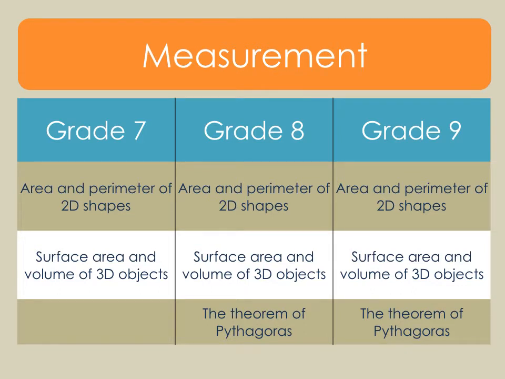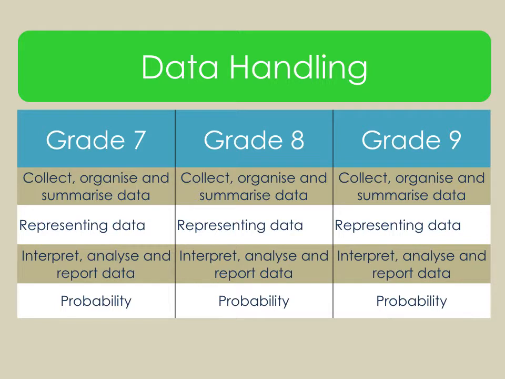In measurement, the only difference between the different grades is that in grade 7 they don't do the theorem of Pythagoras. So in grade 7 they'll just look at area and perimeter of 2D shapes and then the surface area and volume of 3D objects. Data handling is the same for grade 7, 8 and 9, but just looking at different and more intense skills in grade 8 and 9 than in grade 7.